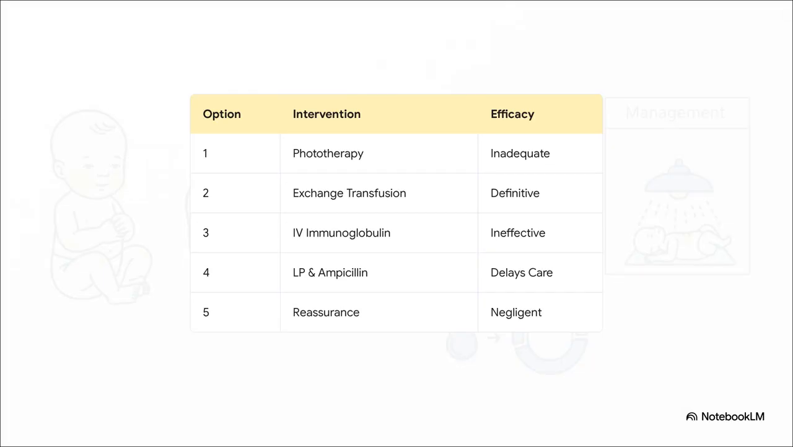An exhaustive analysis of these 5 choices dictates that you must completely bypass option 1, which is initiating phototherapy only. The correct action is option 2, an emergent exchange transfusion to mechanically remove that neurotoxin right out of the intravascular space. Option 3, IVIG, is completely ineffective as a primary intervention for this degree of profound encephalopathy. Option 4, starting a lumbar puncture and ampicillin, is an unnecessary delay for a sepsis protocol when the diagnosis of kernicterus is staring you right in the face. And option 5, reassurance, that is just dangerously negligent.